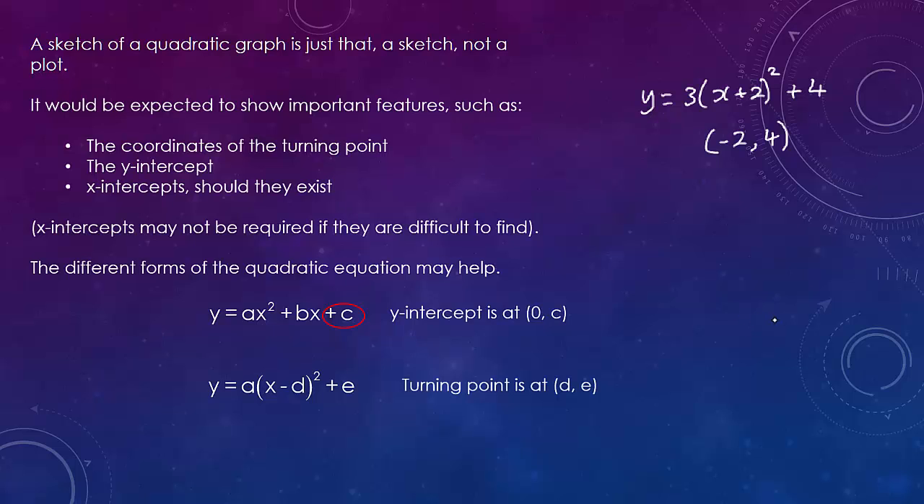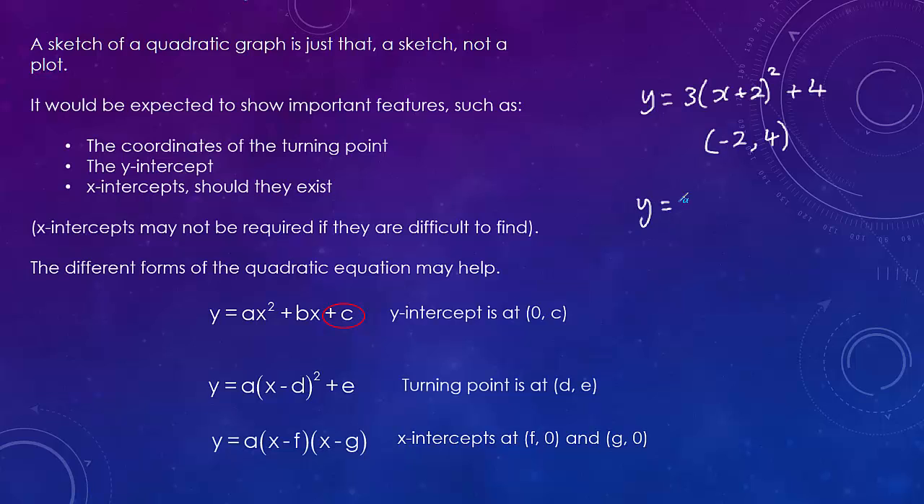And then we also have the x-intercept form, which tells us the x-intercepts are at (f, 0) and (g, 0). So if we had y equals 2(x minus 3)(x plus 2), note how these are both minuses, so we need to change the sign. We would have x-intercepts at (3, 0) and at (negative 2, 0).